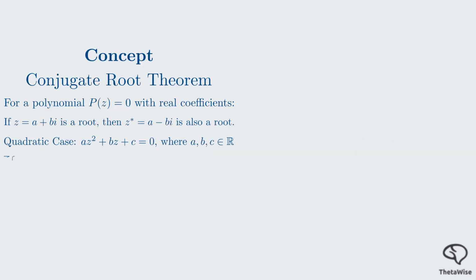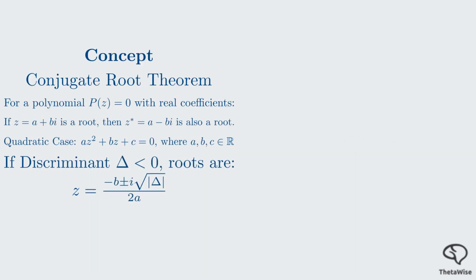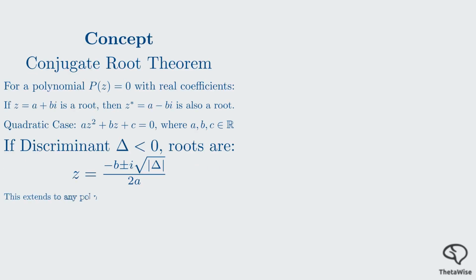For a simple quadratic, you've seen this in the quadratic formula. When the discriminant is negative, the square root produces an imaginary term preceded by a plus or minus sign, creating that perfect conjugate pair. This principle extends to any polynomial degree, provided the coefficients remain real.